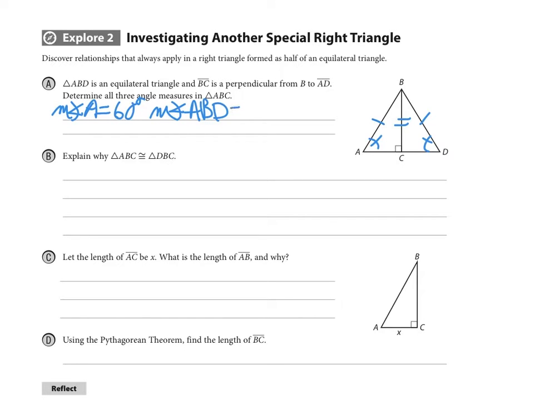And therefore, the measure of angle ABC is, again, looking at just 1/2 of this equilateral triangle. So this angle here, ABC, is going to be half of 60, or 30. And, of course, we know the measure of angle D is also equal to 60.